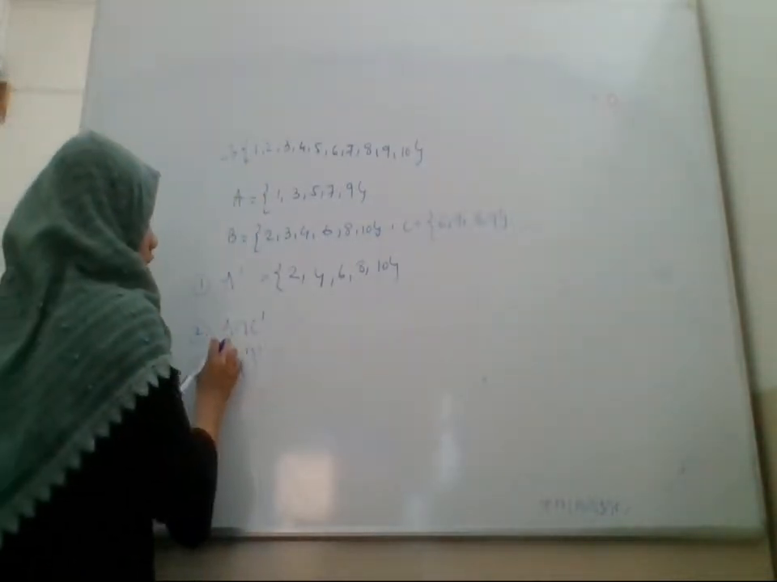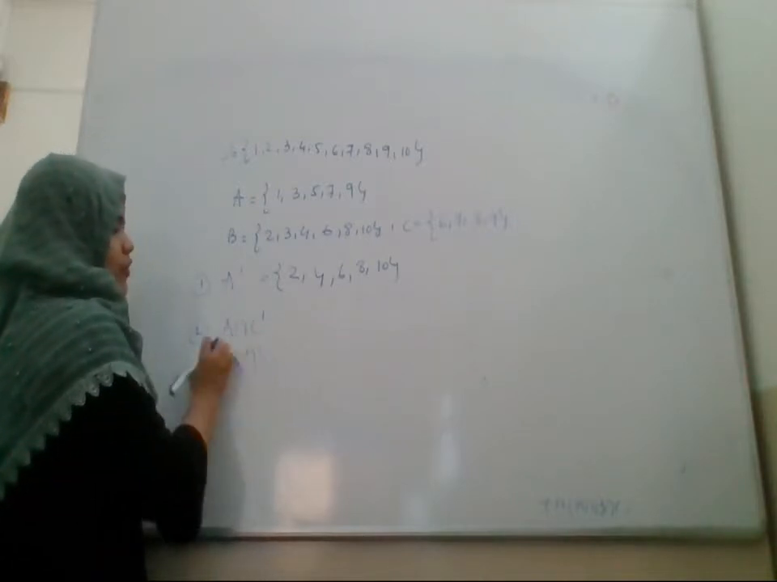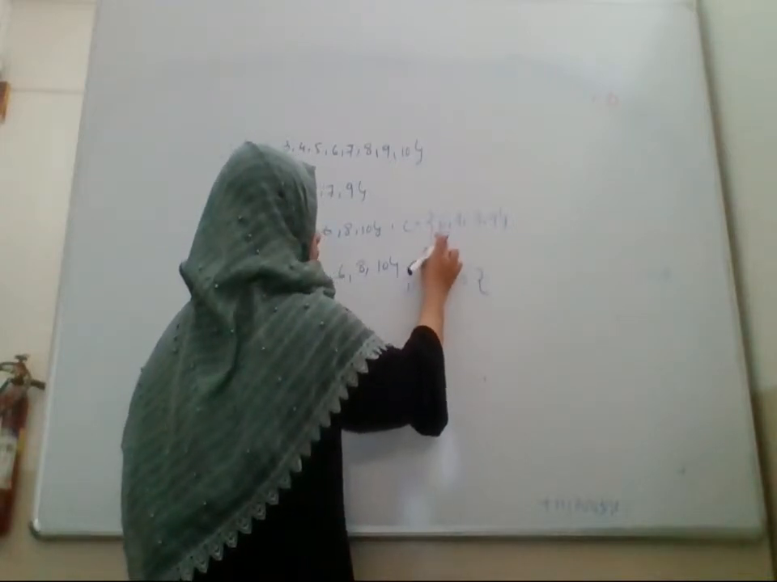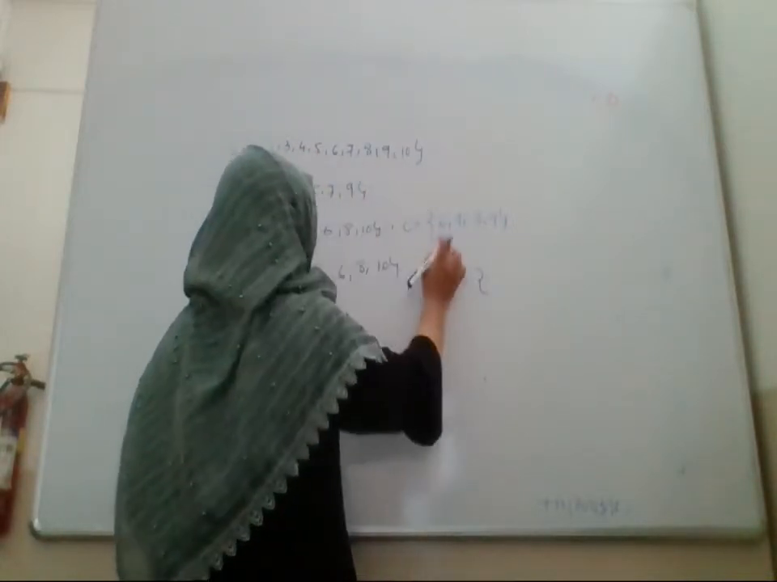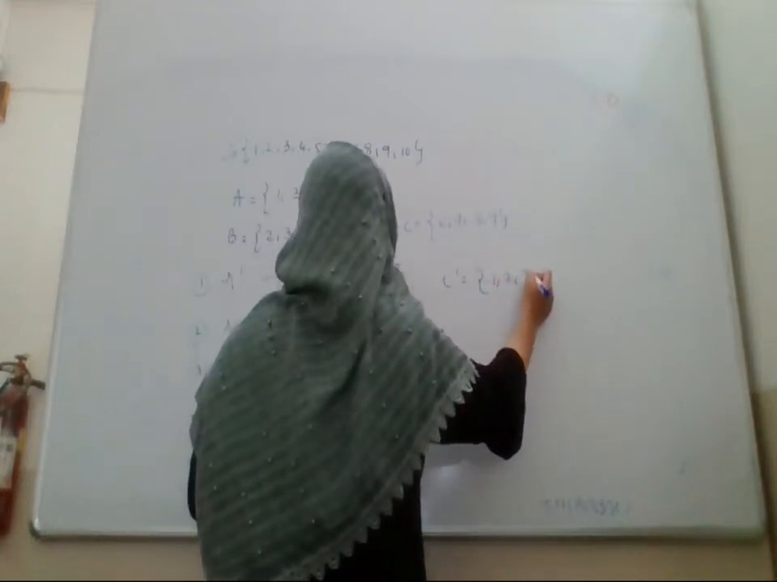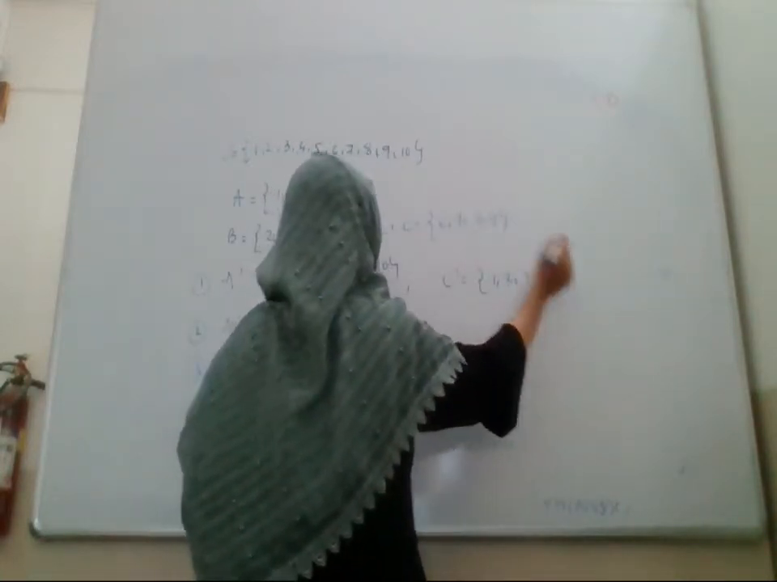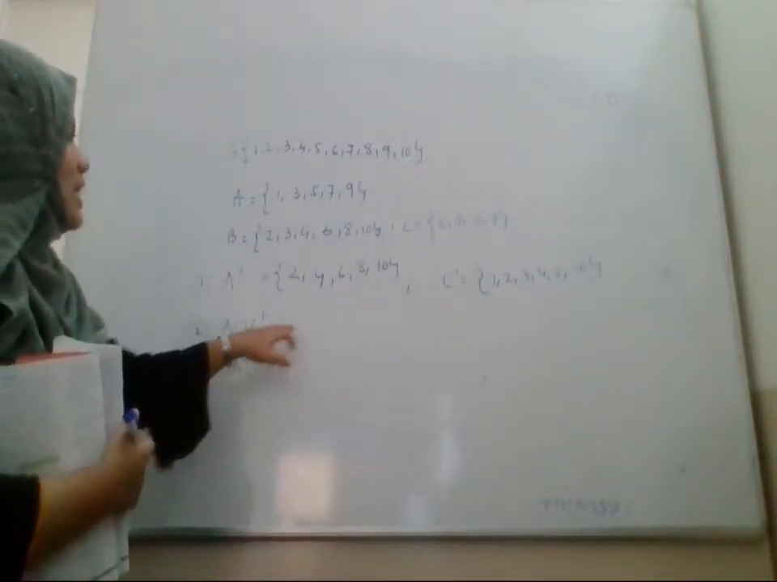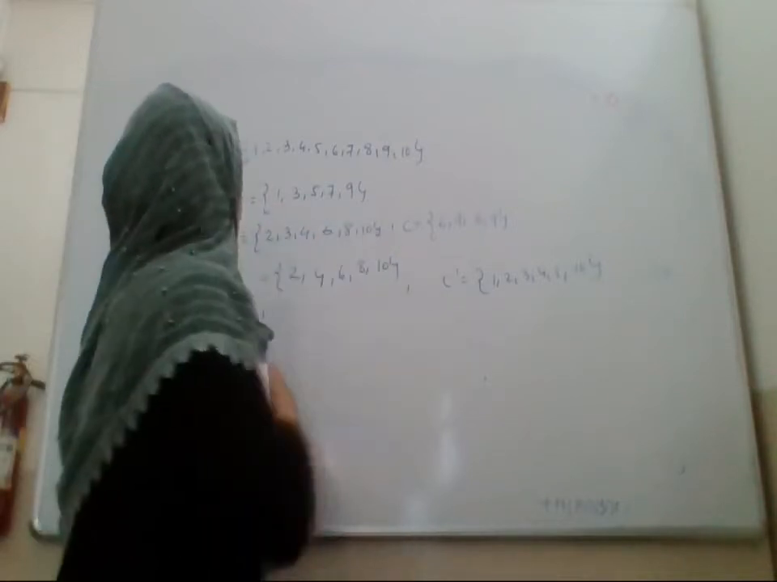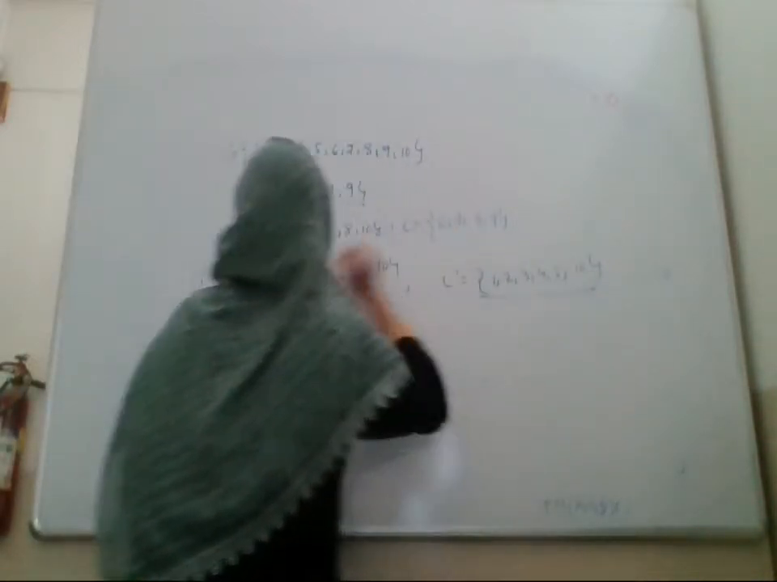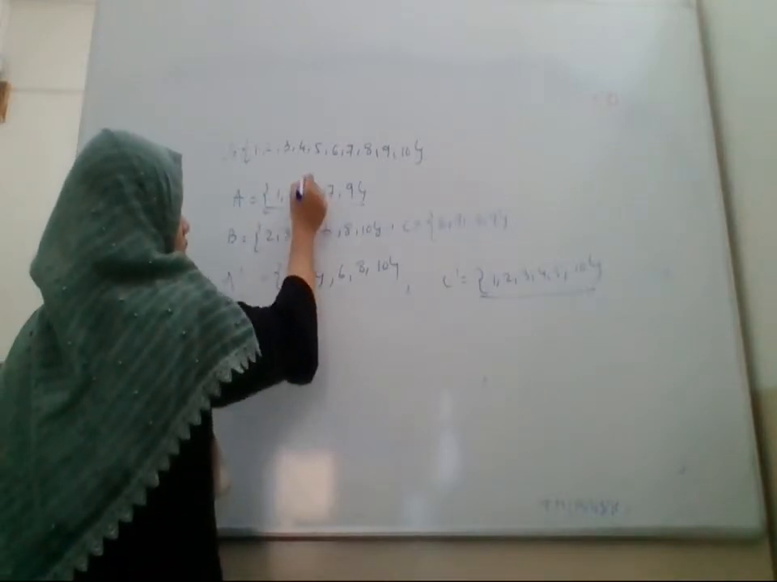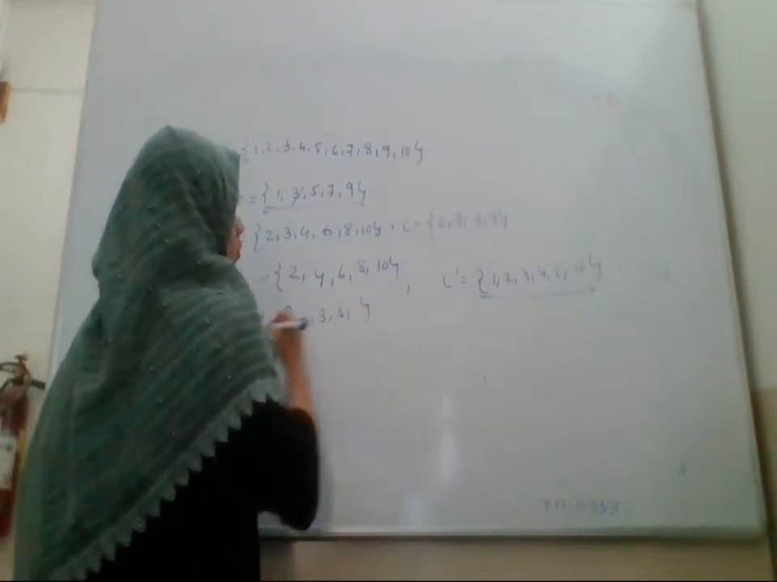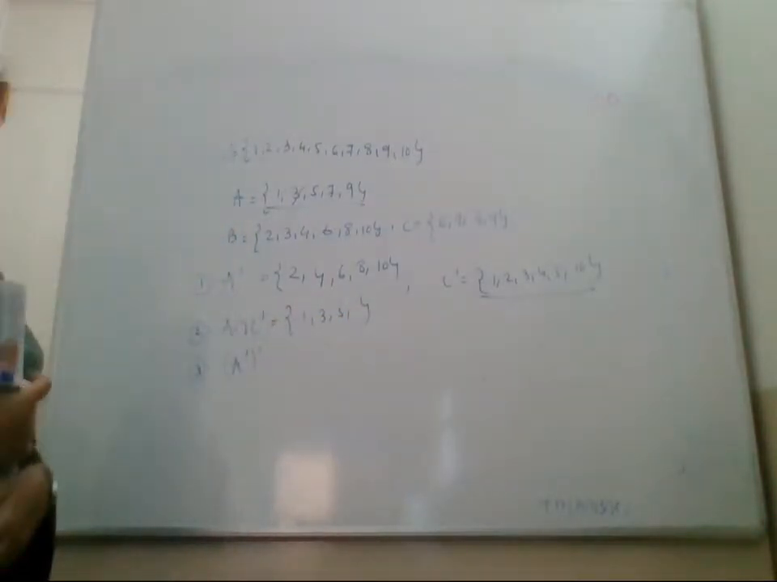Now for A intersection C complement, you need to find C complement first. So first we will find out C complement. C complement means those elements from the universal set not in C. So it is 1, 2, 3, 4, 5, then 6, 7, 8, 9 won't come, directly 10 will come. Now we need to find out A intersection with C complement. What is common? 1, then 3. So the common are 1, 3, 5. Only 3 elements are common.